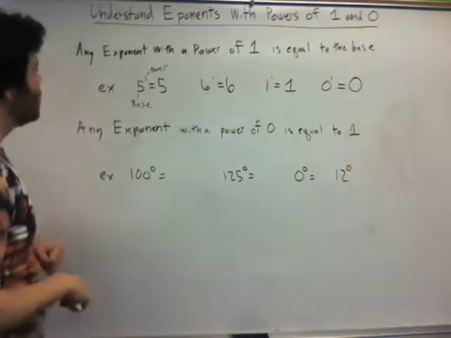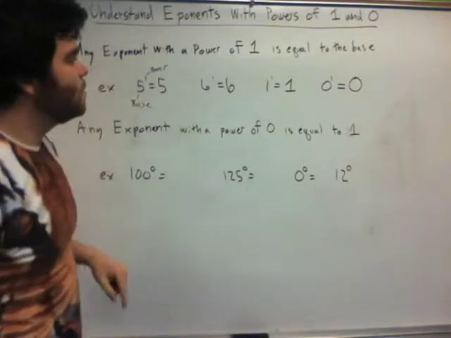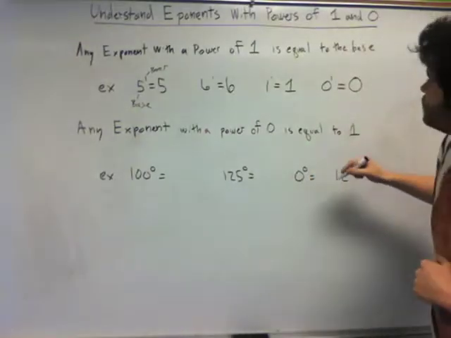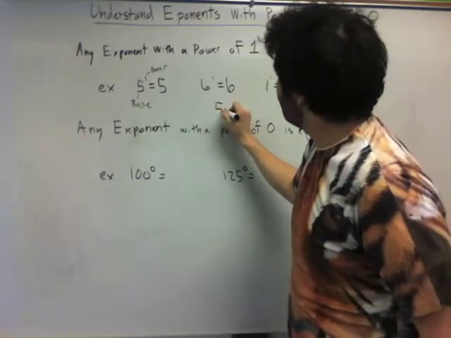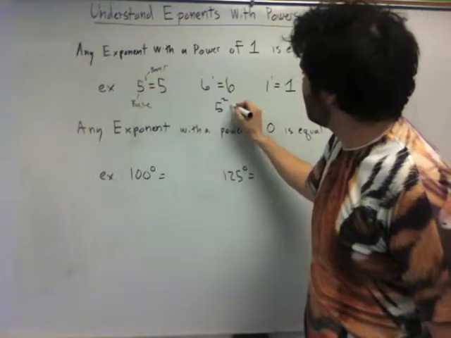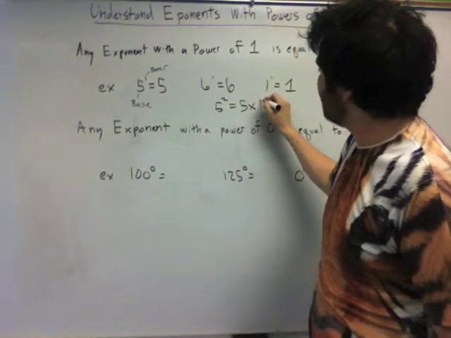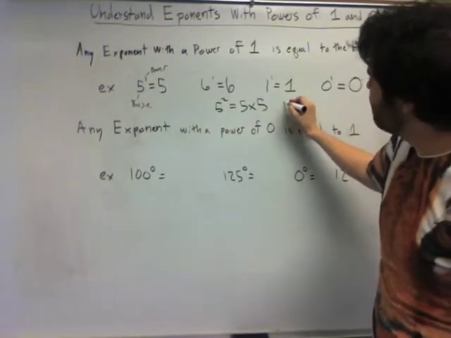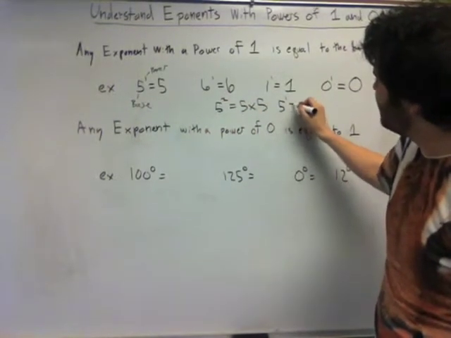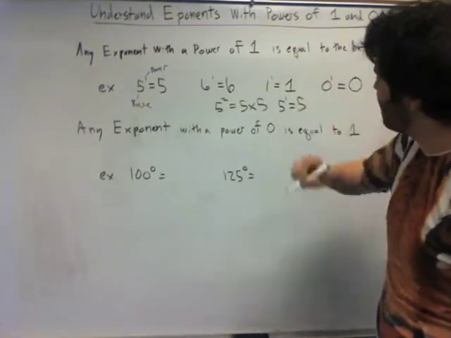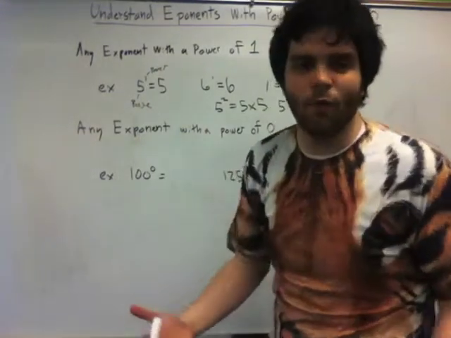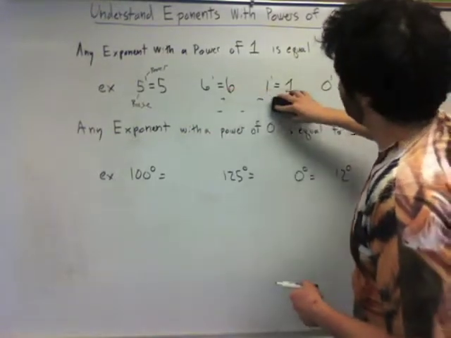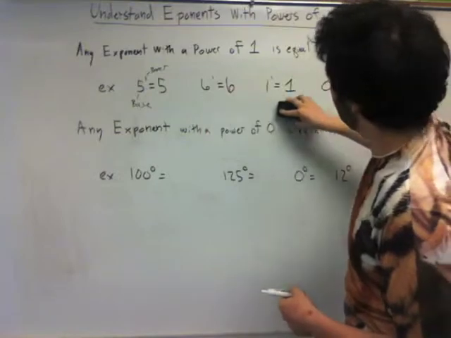Now, the reason that this is true, think about it. If we were doing 5 squared, we would do 5 times 5. That's the amount of 5s you have. So 5 to the 1 is telling you how many 5s you have. You just have one 5. That's just going to be 5. You're already done. It's done for you. So let's erase this. That was just kind of an explanatory note.